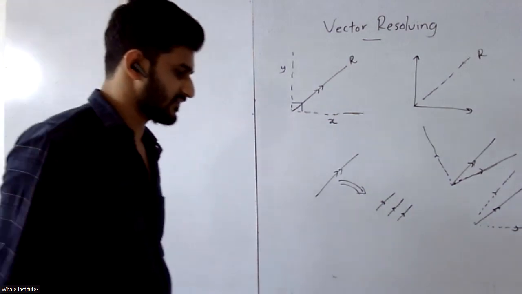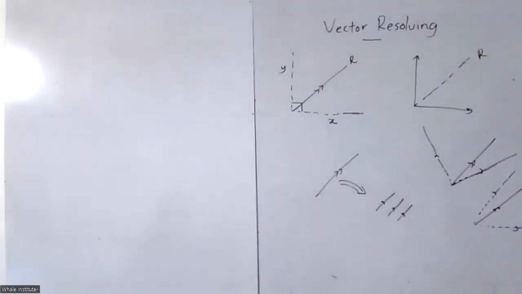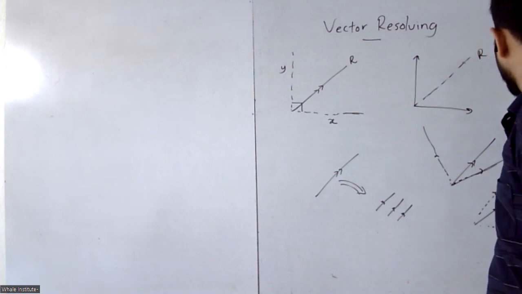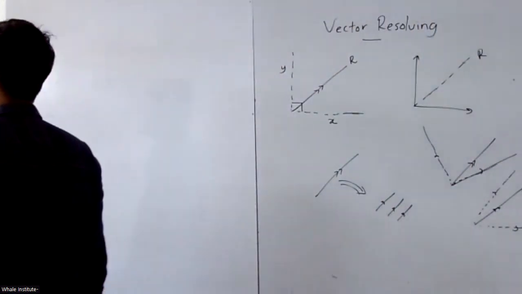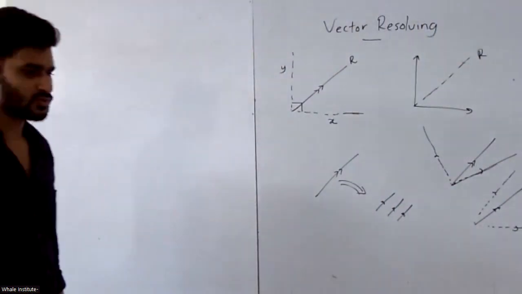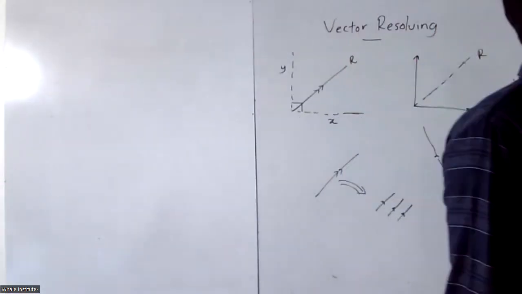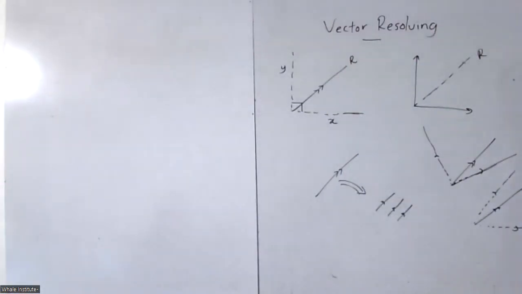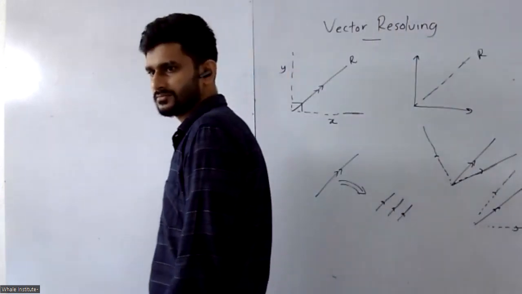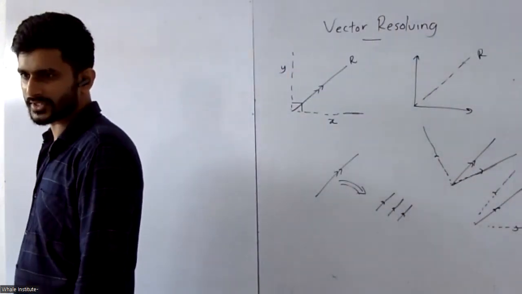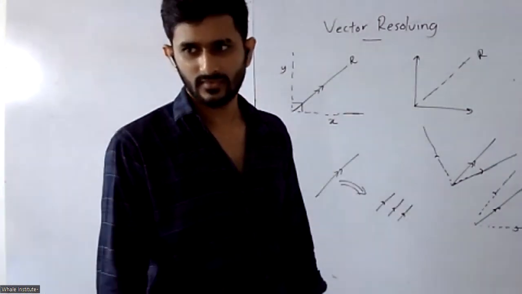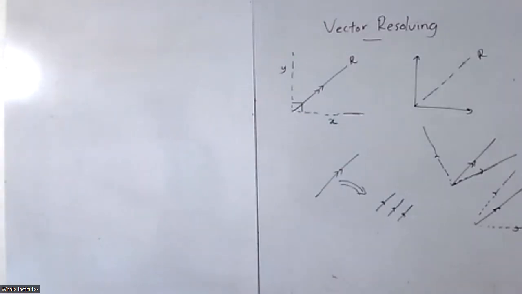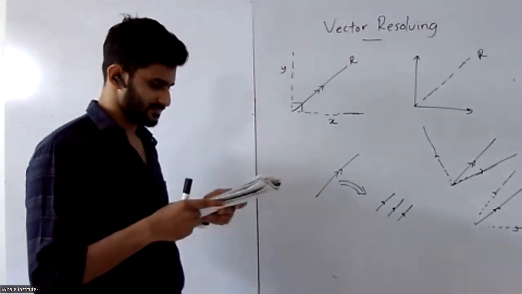Representing a vector by two vectors which are perpendicular to each other.